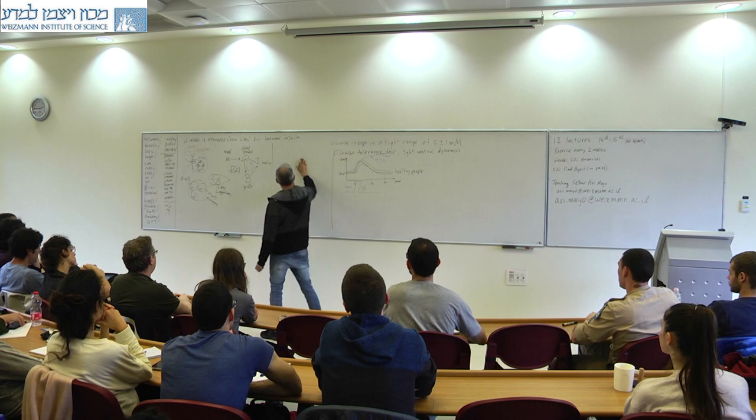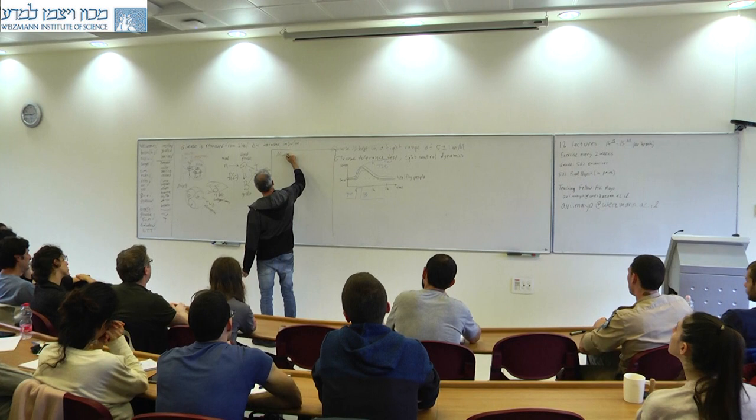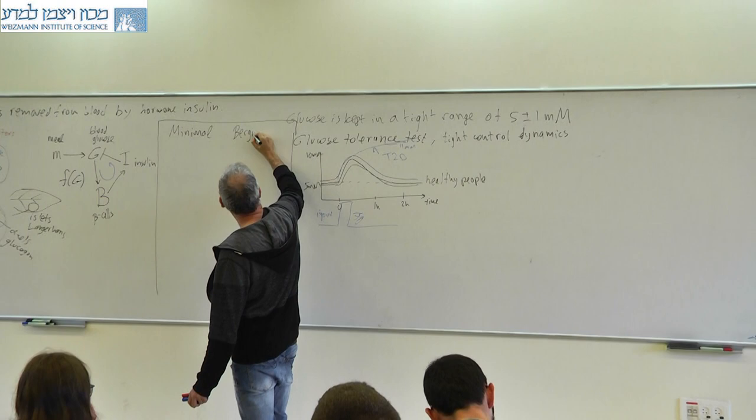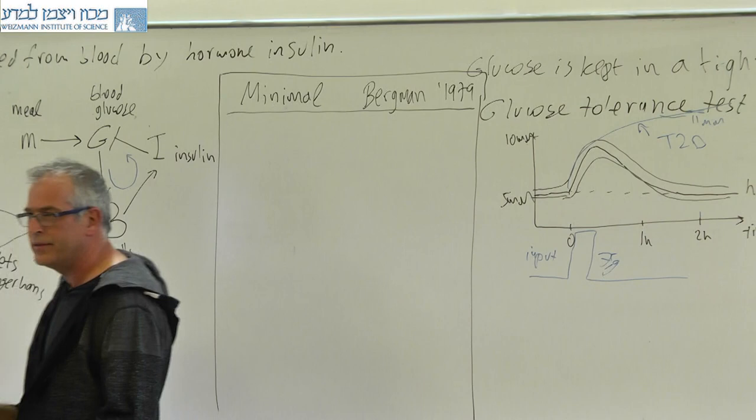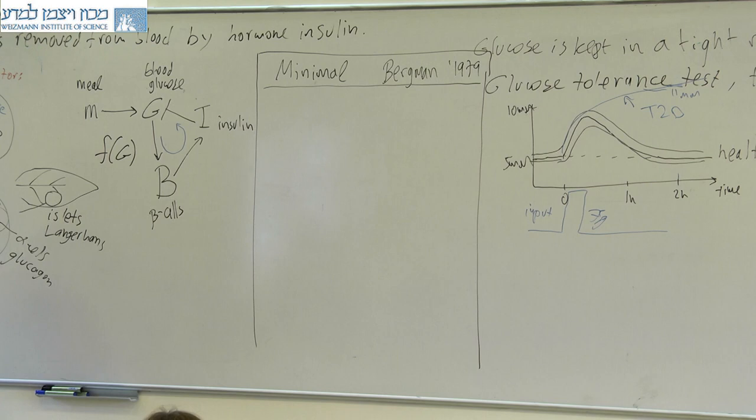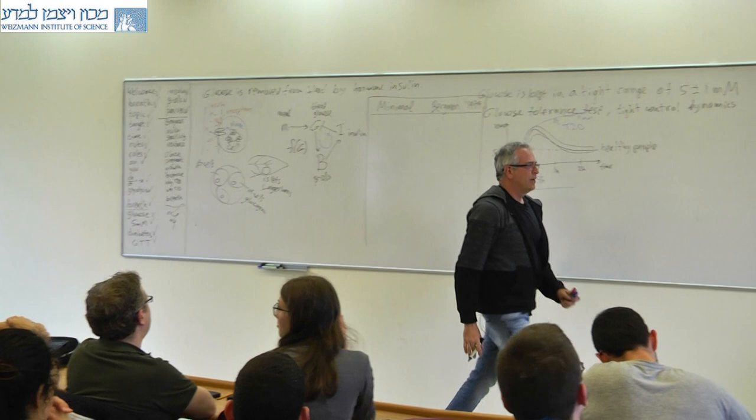I'm working with what's called the minimal model for this system, proposed by Richard Bergman in 1979. And it's actually really useful to analyze clinical data. It's the basis for measuring insulin resistance and understanding glucose tolerance tests, basically. Used millions of times every year across the world. And so it's an important model.